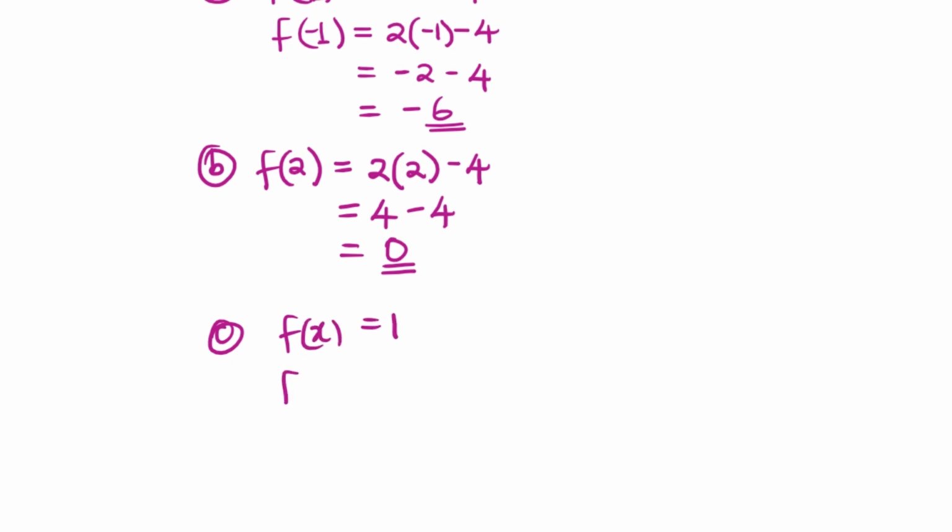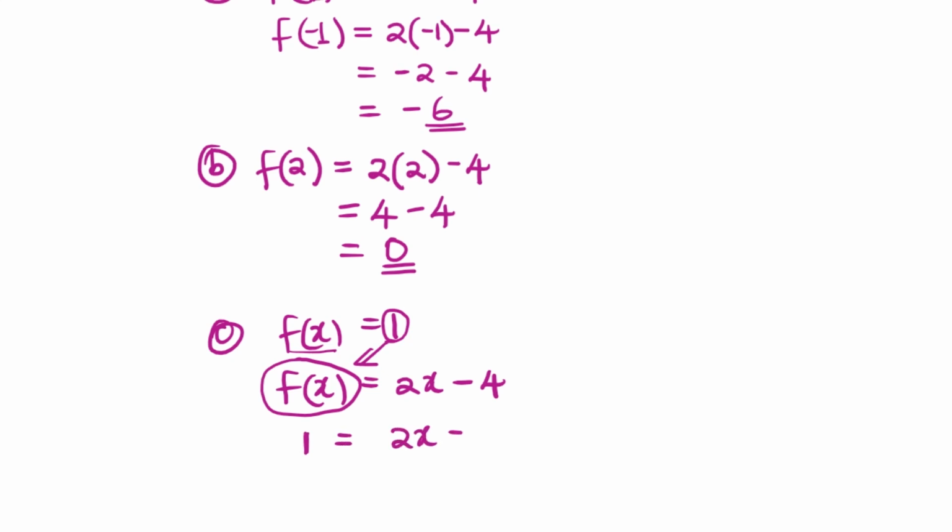So in this function, f of x is equal to 2x minus 4. We can see that where there is f of x there and this f of x, they are the same, so we are going to replace by 1. So here we are replacing by 1. We are going to have 1 is equal to 2x minus 4. So we have been told that the value of f of x is just 1. So that's why you have replaced the 1 there.